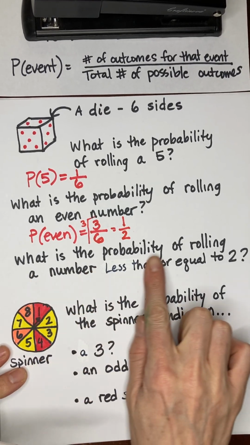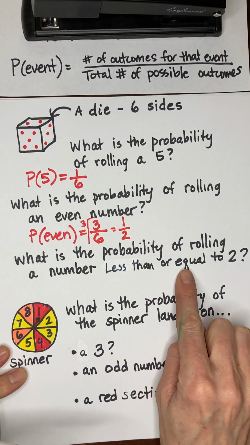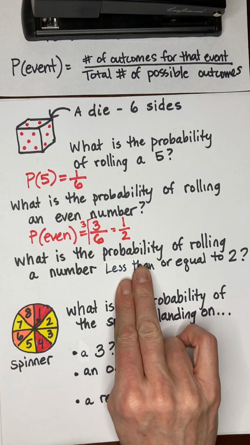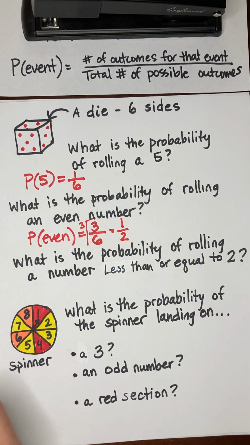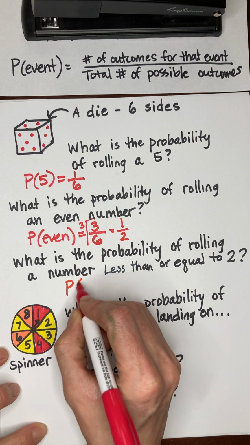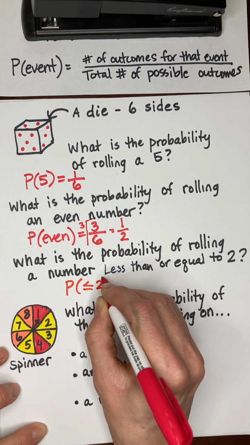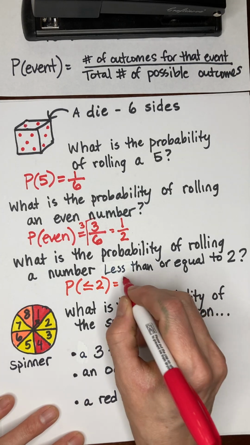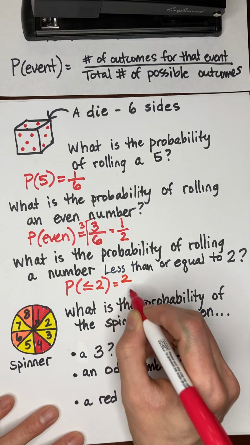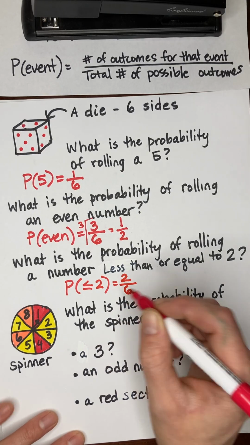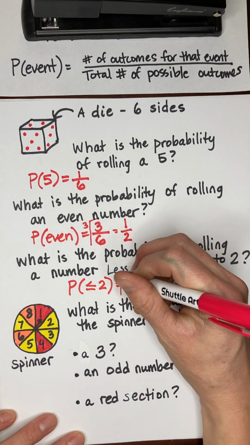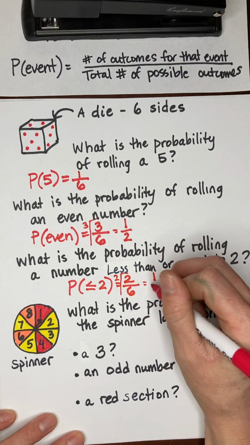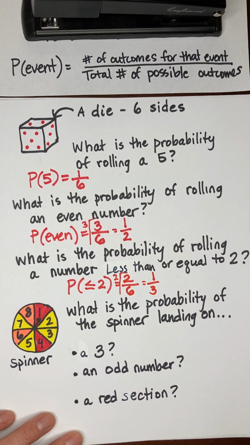Last one with our dice. What is the probability of rolling a number less than or equal to 2? Okay, so I could roll a 1 or a 2, but no other numbers are less than or equal to 2. So let's write our probability notation. P, I'm going to put less than or equal to 2. We want to keep it short and sweet inside there. And we decided there was 2 numbers that satisfy that criteria, and there's still 6 sides on my die. I can reduce this. It's even, so I can divide both the top and the bottom by 2. 2 divided by 2 equals 1. 6 divided by 2 is 3. So my answer is 1/3.